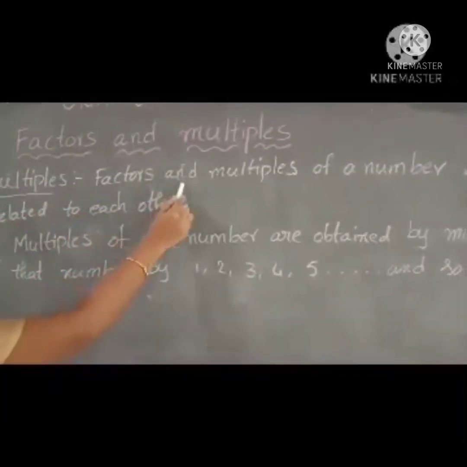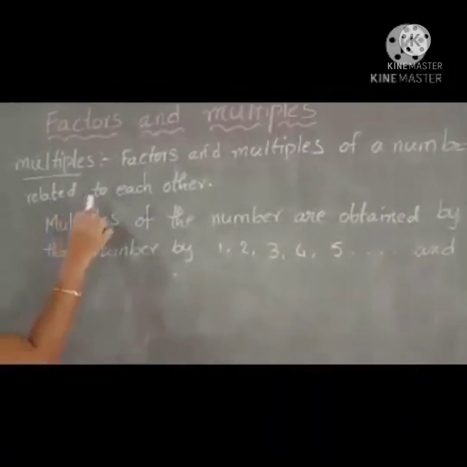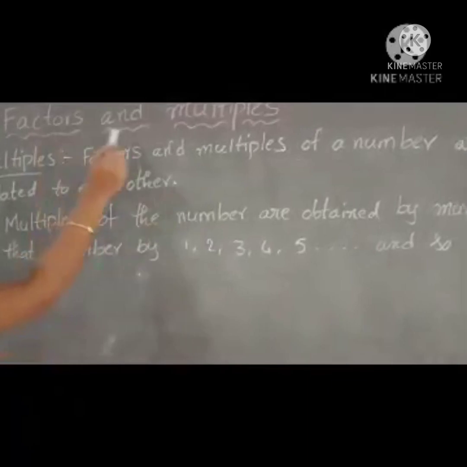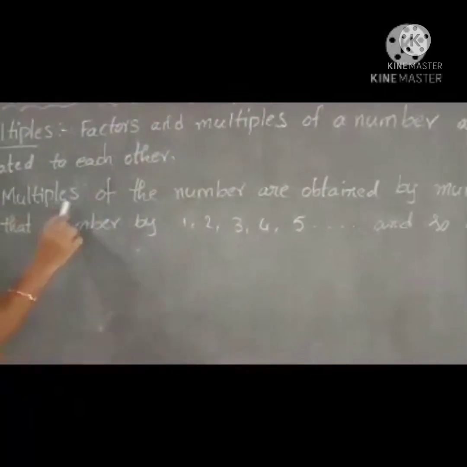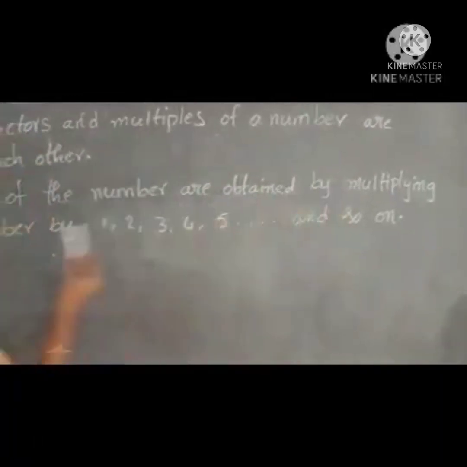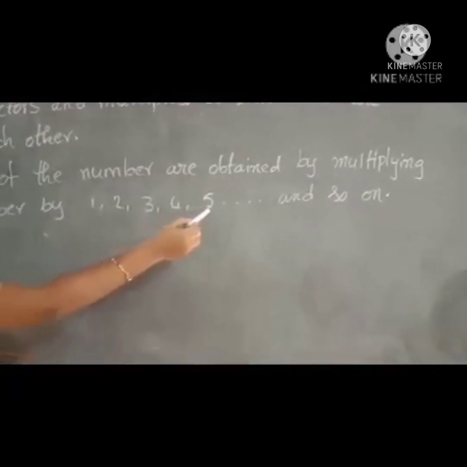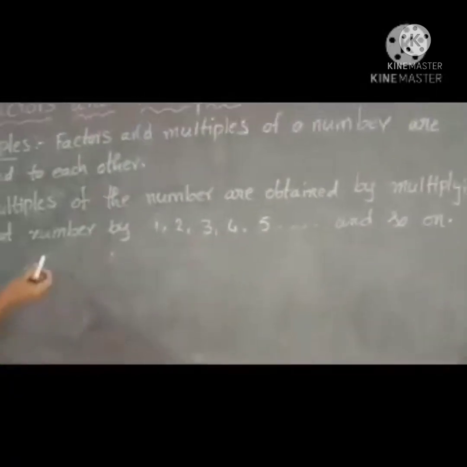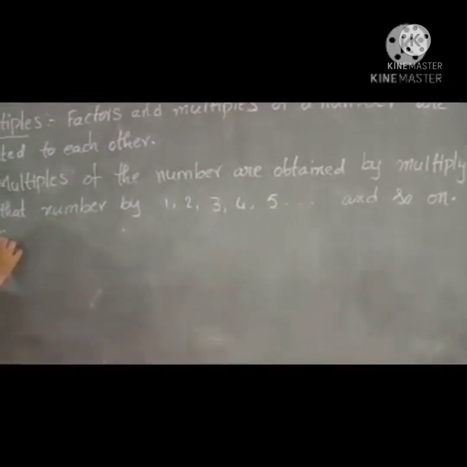Multiples. Factors and multiples of a number are related to each other. Both the factors and multiples are related to each other. Next, multiples of the number are obtained by multiplying that number by 1, 2, 3, 4, 5 and so on. See the example.